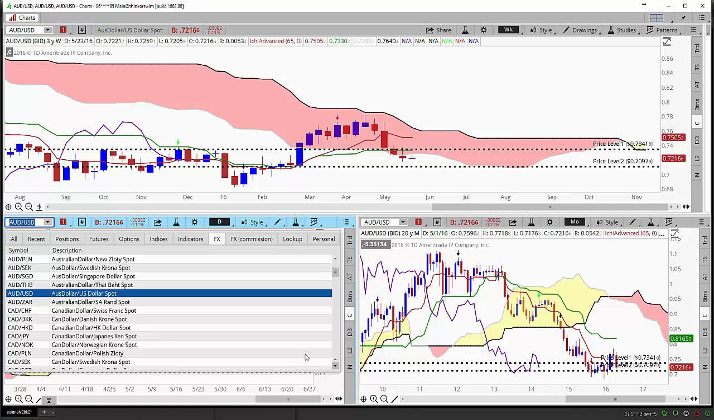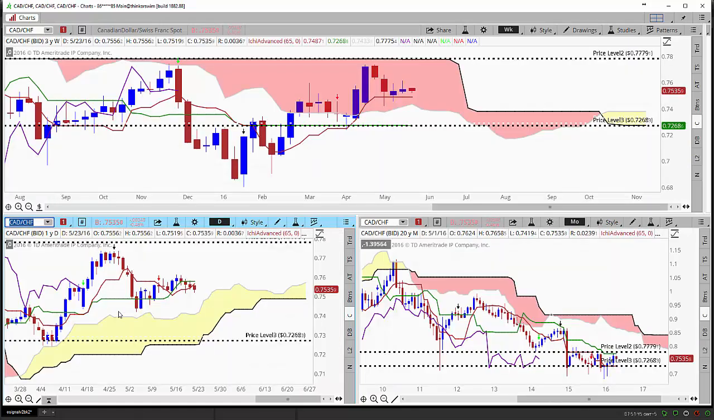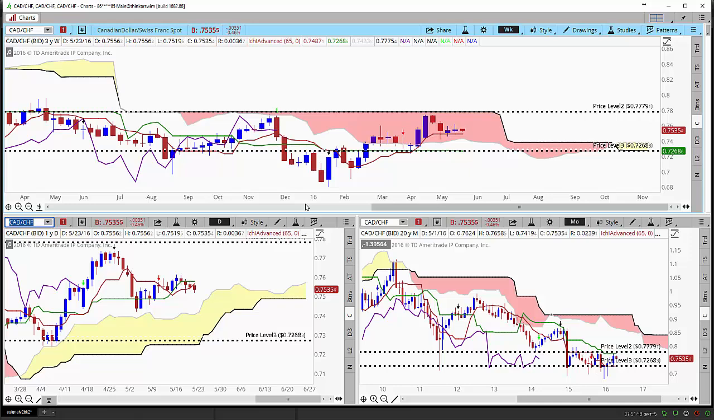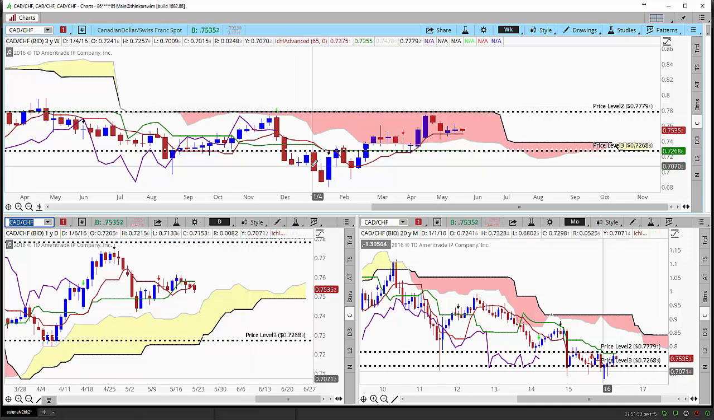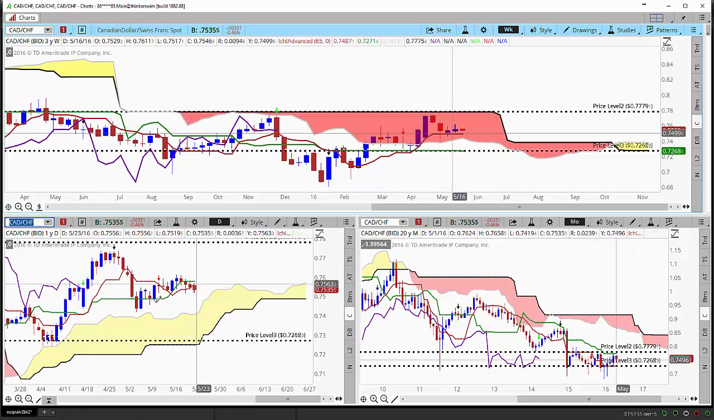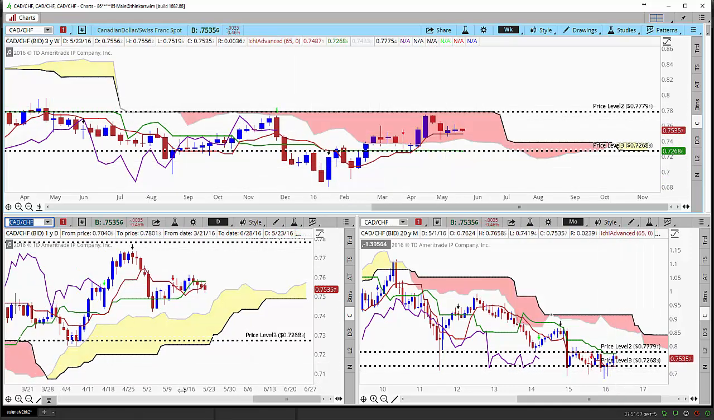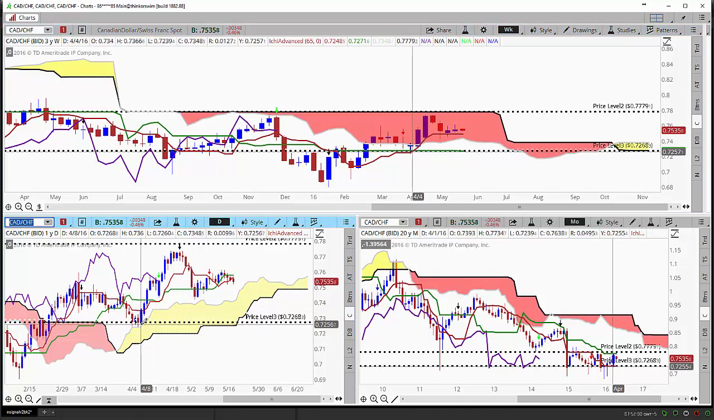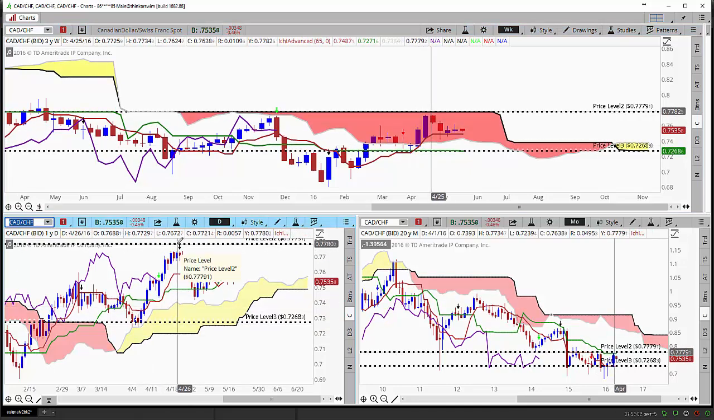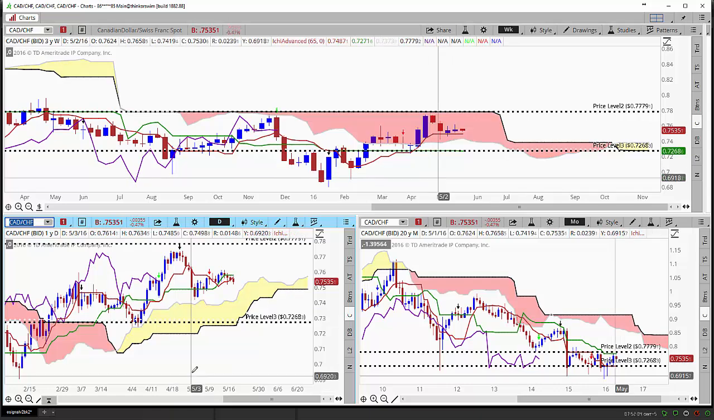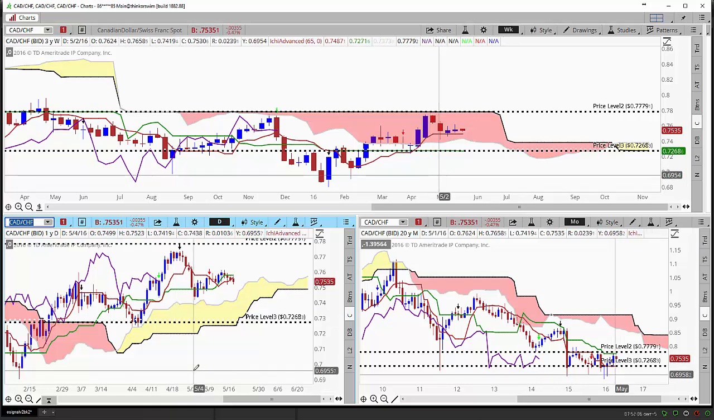Okay, let's move on. CAD Swissy. If you look at CAD Swissy, this is just consolidating in a nice little tight range between 72.68 and 77.79. You can see that big consolidation pattern there. You can see that the daily time frame has now touched the bottom of the support here, and didn't quite touch its resistance at all.